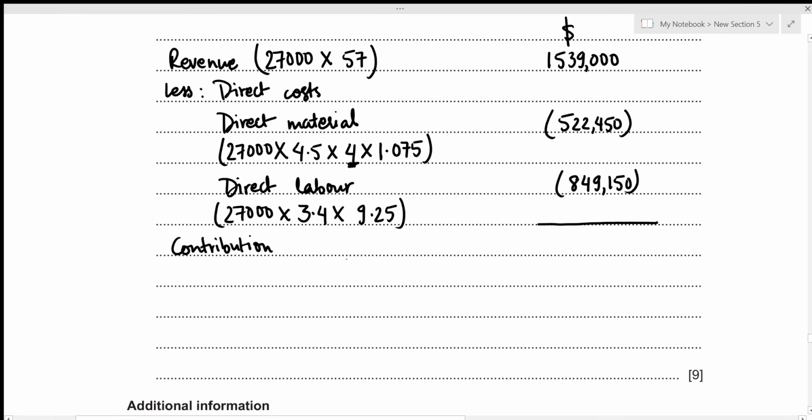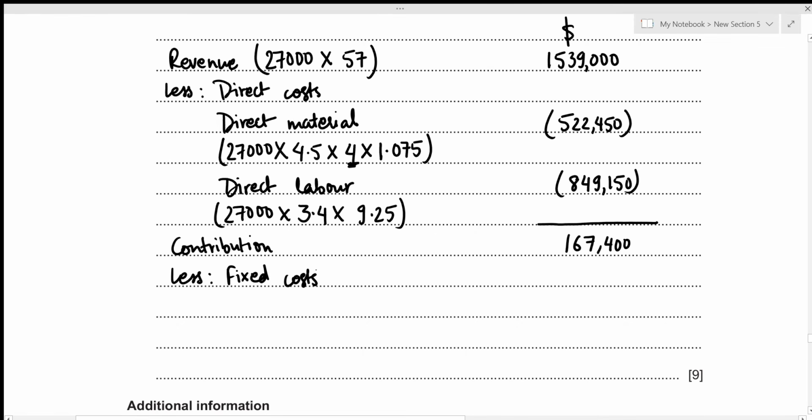So this is going to be 1,539,000 minus 522,450 minus 849,150. That's going to be 167,400. Now we need to subtract the fixed costs.